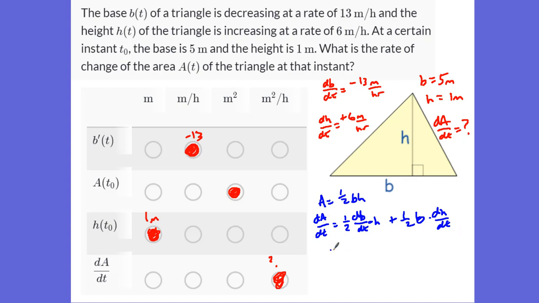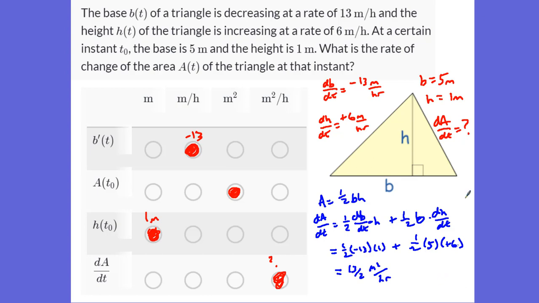So now let's plug in what I know. I have dB over dt, which is negative 13. The height is equal to 1 at this instant. 1/2 times b, which is equal to 5, and dh over dt is plus 6. And when I work all of this out, I end up getting 17/2 or 8.5. And what are the units of dA over dt? The area with respect to time. Area is meters squared. With respect to time is hours. 8.5 meters squared per hour.